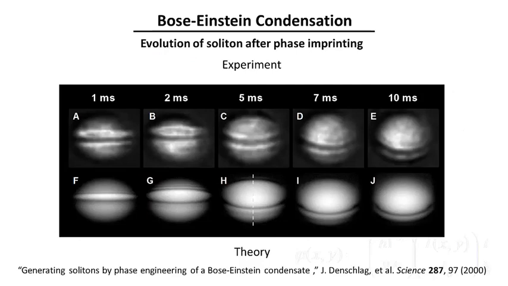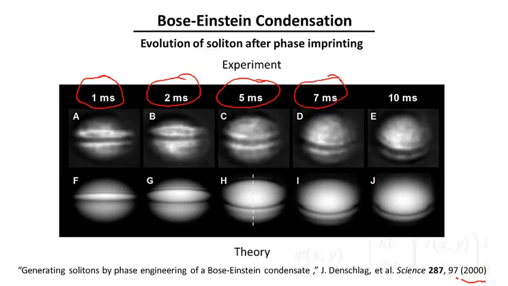which is shown here, an experiment done in the year 2000. This shows the cloud of the gas at a sequence of time intervals after this imprinting of the optical phase, and what you see is the development of a density notch which propagates along the cloud. This is actually a matter wave soliton. The top row of images are experimental measurements, and the bottom are calculations using the Gross-Pitaevskii equation with the experimental parameters.